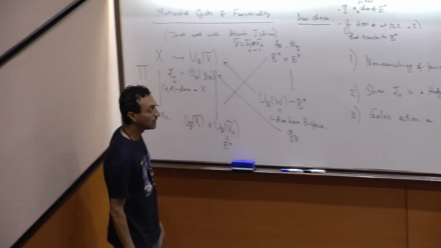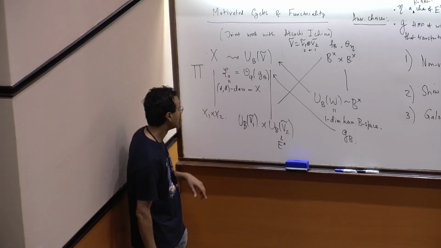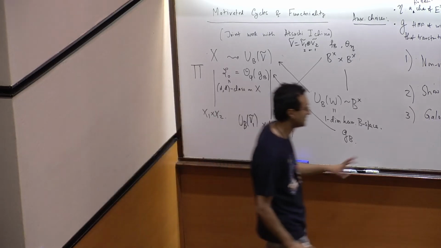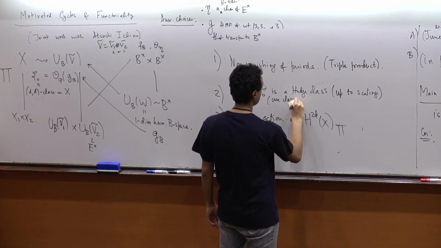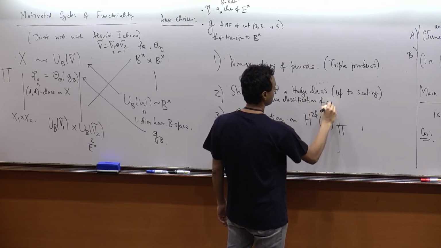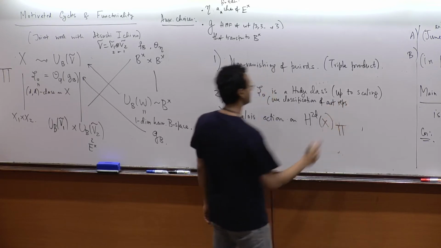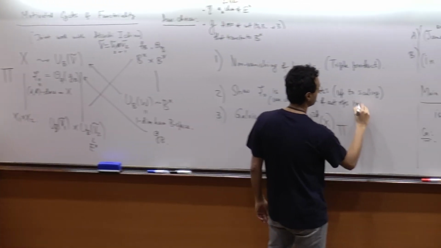Okay, so then we need to show that this psi 0 is a Hodge class. And this is kind of hard, and for this we use a hammer, we use the actual classification of automorphic representations. So we use the classification of automorphic representations on this group in terms of local and global A packets.